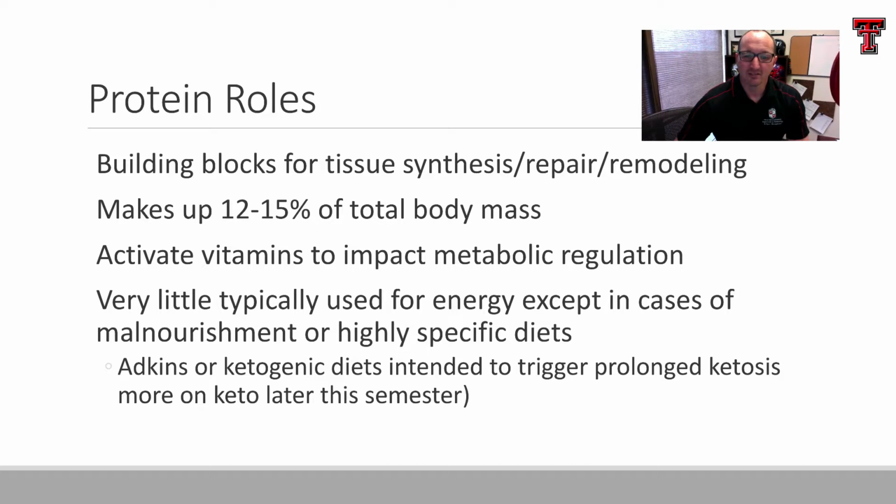Protein is important for activating vitamins to impact metabolic regulation. We don't typically use protein for energy unless we're on highly specific diets or we're malnourished. Atkins and more recently the ketogenic diets are intended to trigger prolonged ketosis. And so we'll talk more about keto later in the semester. As I said in class today, I do my best to maintain an open mind about particular diets, and I think for some folks there's certainly a place for that.